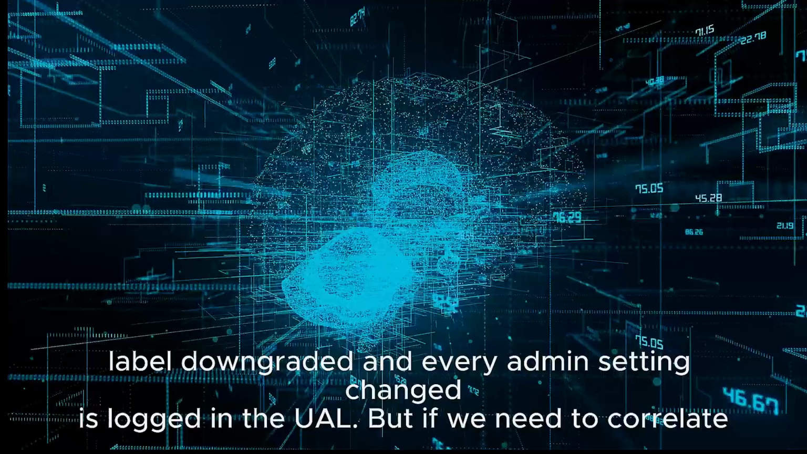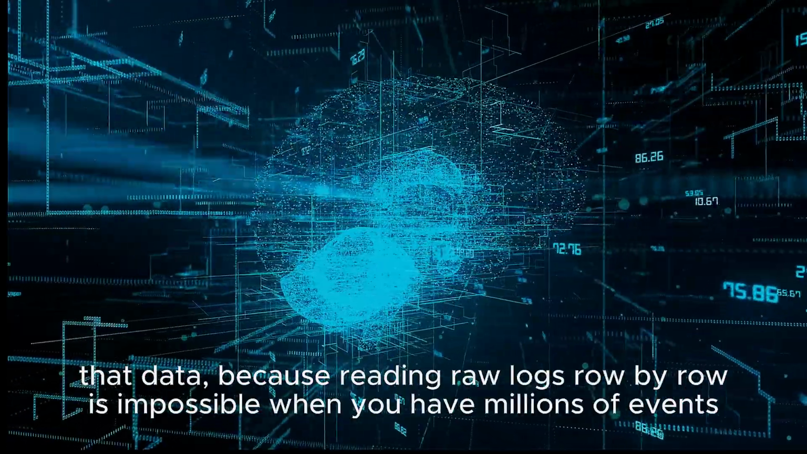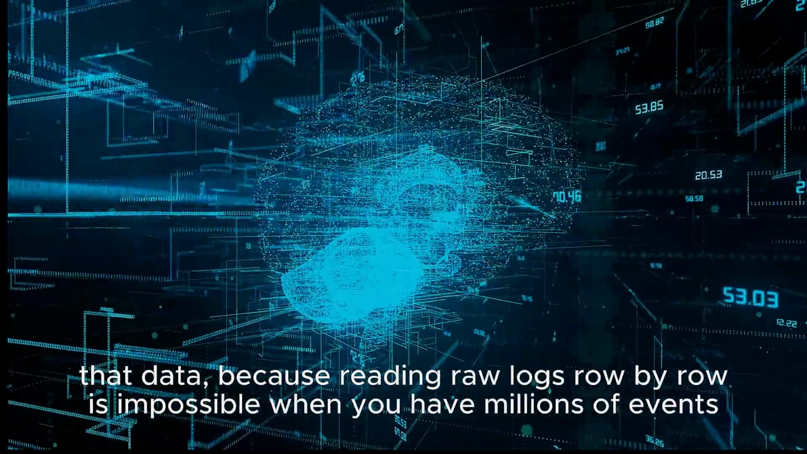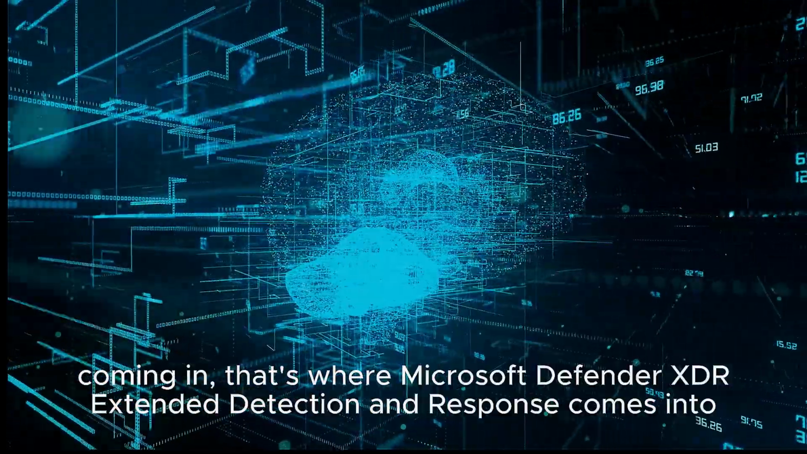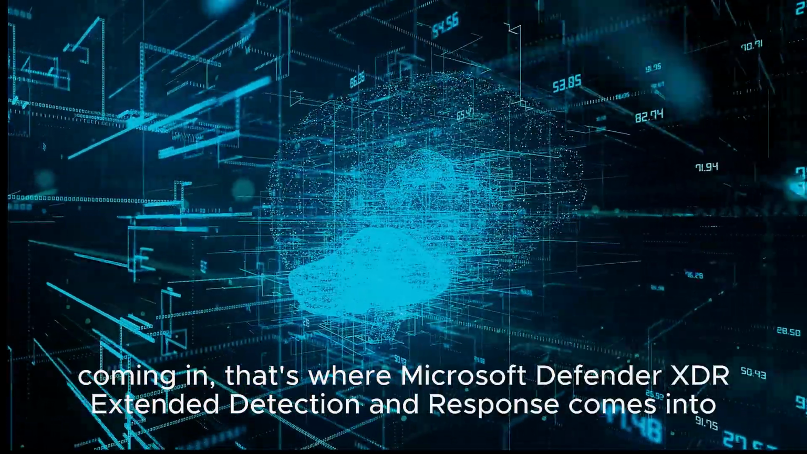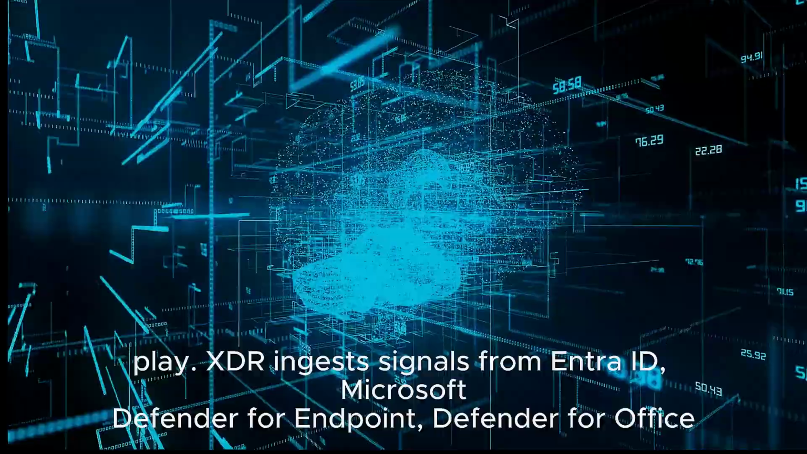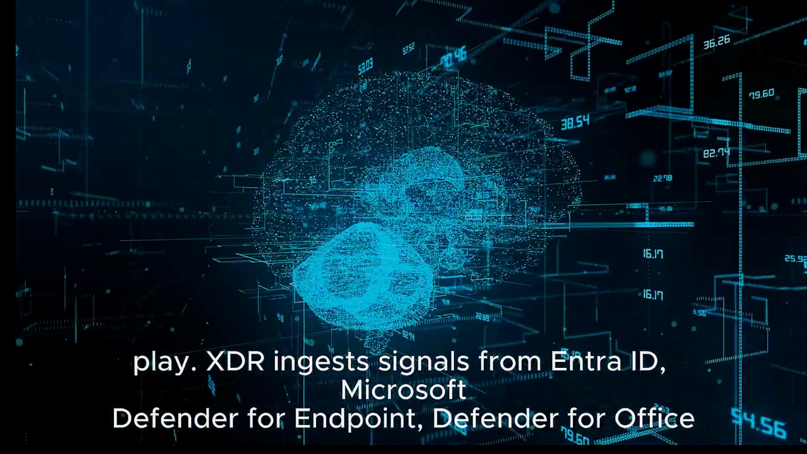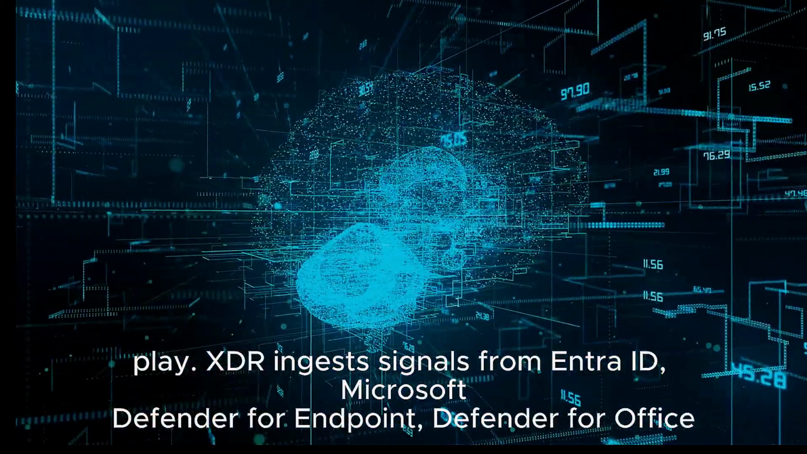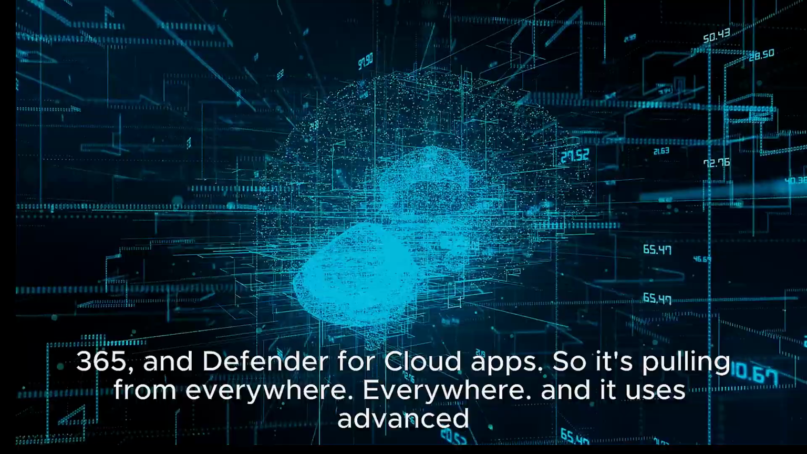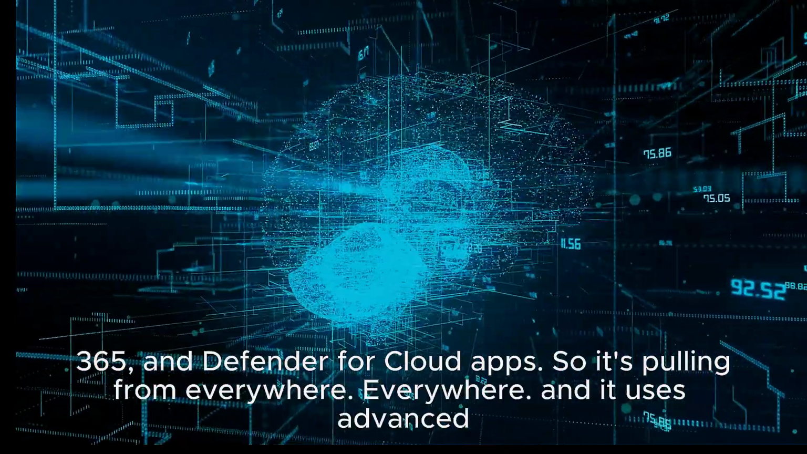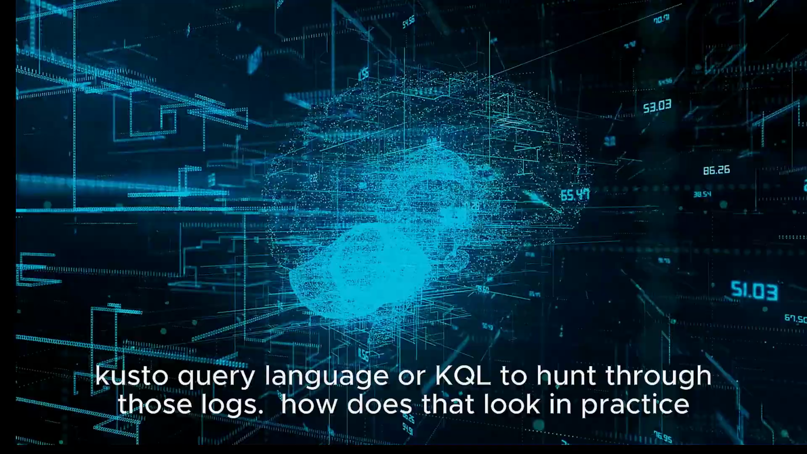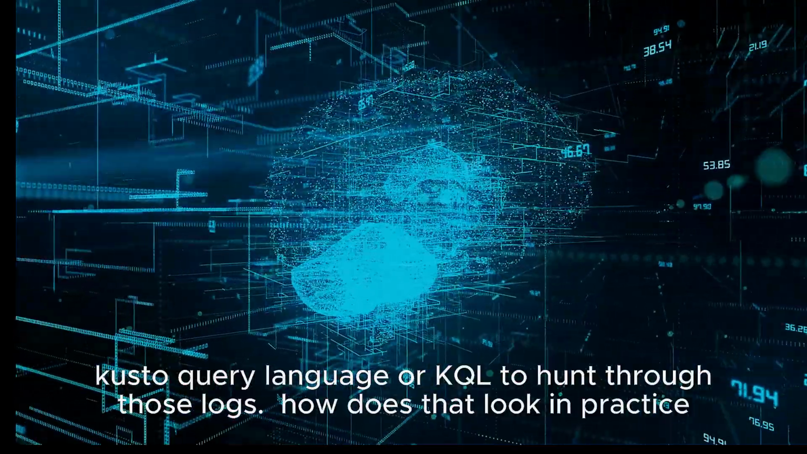But if we need to correlate that data, because reading raw logs row by row is impossible when you have millions of events coming in. That's where Microsoft Defender XDR, Extended Detection and Response, comes into play. XDR ingests signals from Entra ID, Microsoft Defender for Endpoint, Defender for Office 365, and Defender for Cloud Apps. So it's pulling from everywhere. Everywhere. And it uses Kusto Query Language, or KQL, to hunt through those logs.